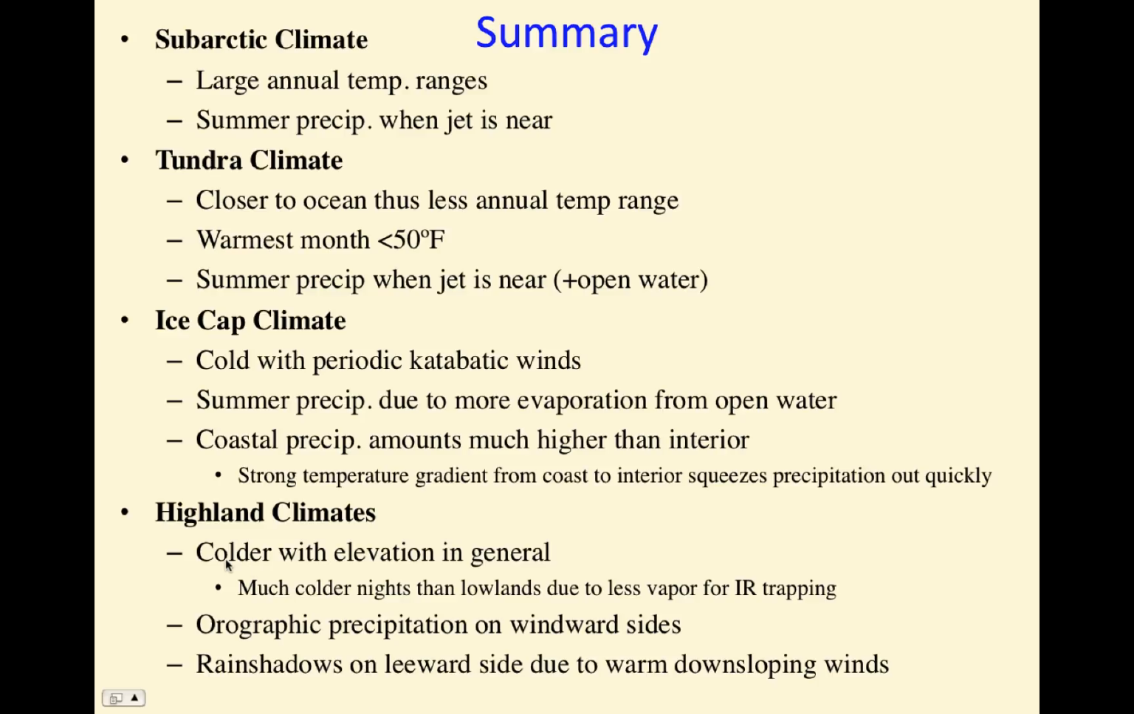Then we looked at highland climates, colder with elevation in general, much colder nights than lowlands due to less vapor for infrared radiation trapping. That same concept certainly applies to the high elevation ice caps of the world as well. Highland climates also have orographic precipitation on the windward side, and they tend to have rain shadows on the leeward side. So we looked at Hawaii, where parts of the windward side had up to 250 inches, and the rain shadow side might just have 10 inches. So vast differences in precipitation based on orography.